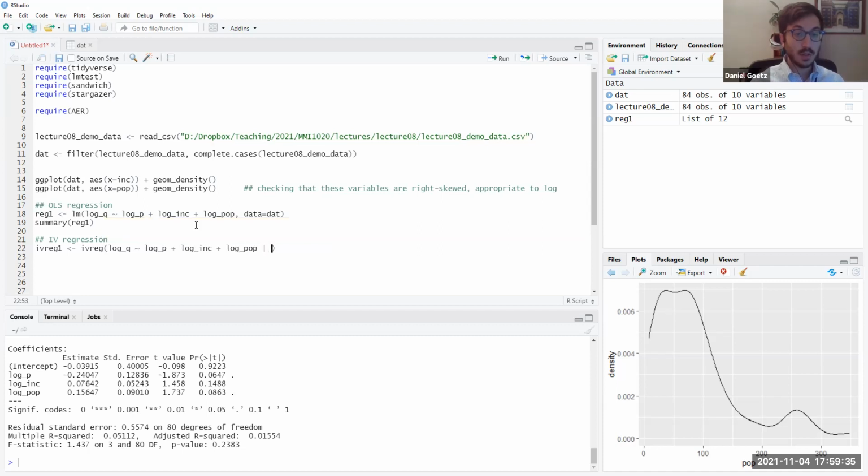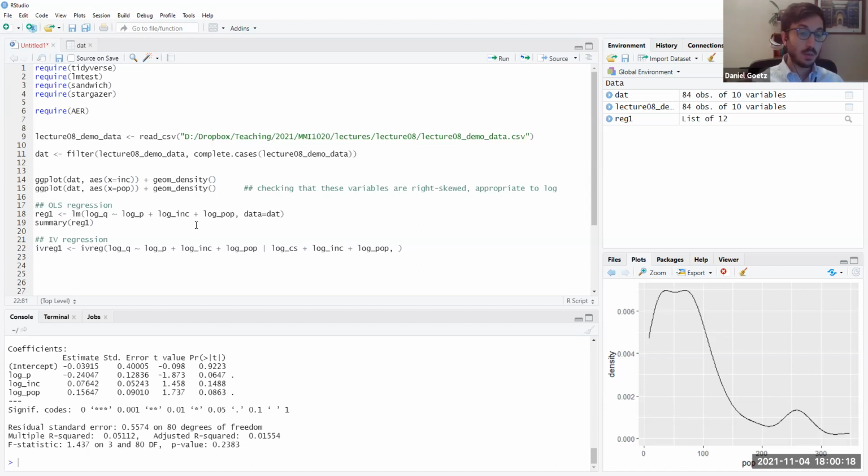So everything up until now looks the same, but now we include this vertical pipe, which is just above the enter key on my keyboard. So shift, that key, it's a backslash, but if you do shift, it should be a vertical pipe, right? It's the OR command when we're doing logical statements. And then what we include are all the exogenous regressors, which include log income and log population. We're not worried about those things being correlated with the error. We are worried about log P being correlated with the error, so we don't include it in this set of exogenous regressors. We do include our cost shifter, log CS.